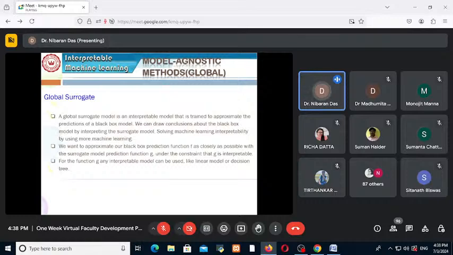We have discussed these things at the beginning. A global surrogate model is an interpretable model that is trained to approximate the prediction of the black box model. So we have an entirely black box model where we do not know what is there. We can draw conclusions about the black box model by interpreting the surrogate model, meaning solving machine learning interpretability by using other machine learning models which are already known as interpretable models, like a decision tree and so on.